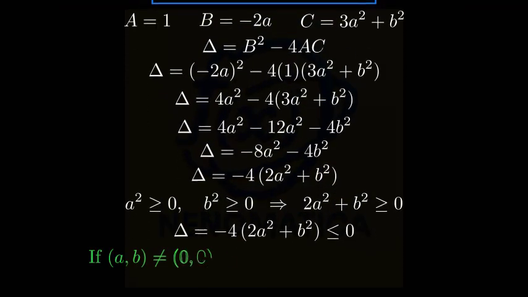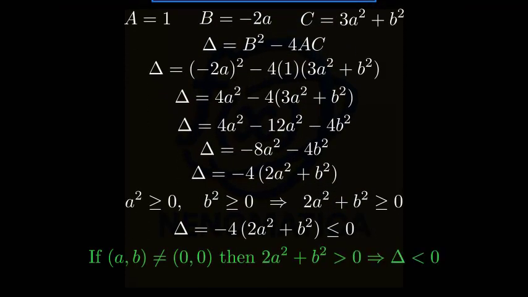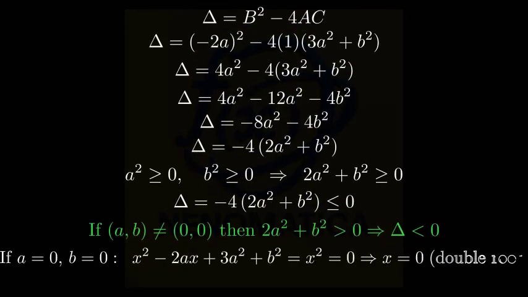Both a² and b² are greater than or equal to 0. Therefore, the quantity 2a² + b² is non-negative, and it is strictly positive unless a and b are both 0. Multiplying a non-negative number by −4 gives a number less than or equal to 0, and strictly less than 0 unless a equals 0 and b equals 0. So, for any values where a and b are not both 0, the discriminant is negative, which means the quadratic has no real roots. Let us address the special edge case when a equals 0 and b equals 0.